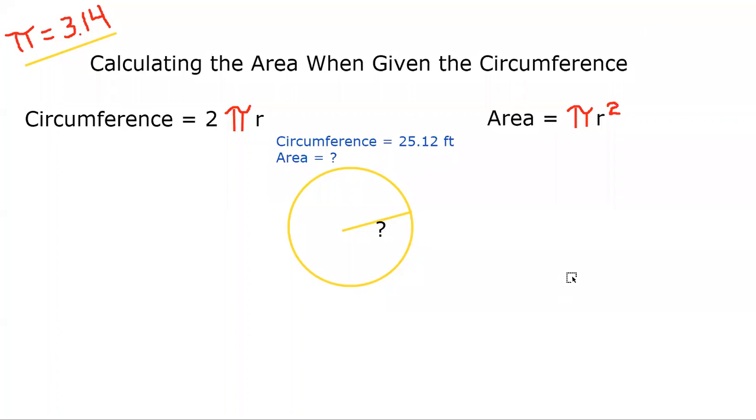In this recording, we're going to be talking about how to calculate the area when given the circumference. First, let's talk about what is the area. Area, again, is the inside space of the circle. Circumference is the length around the circle.